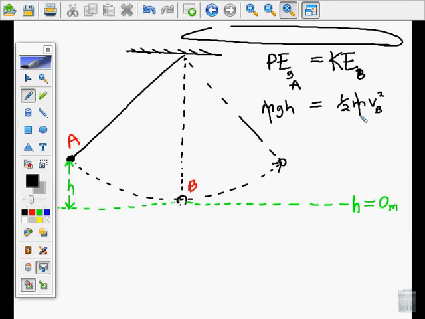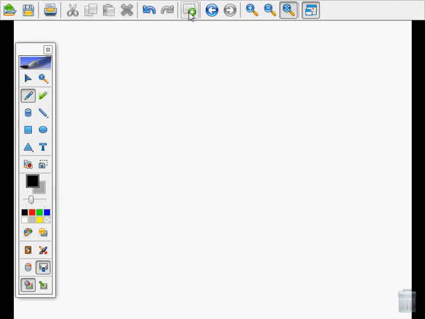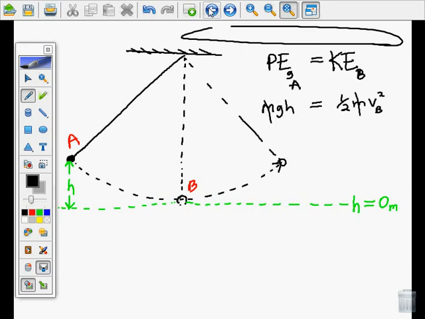Same thing with vibrating springs. Now, vibrating vertical springs are a little bit more complicated because there's two forms of potential energy. But if we look at the vibrating horizontal spring, say on a frictionless surface, we can easily apply the conservation of energy.